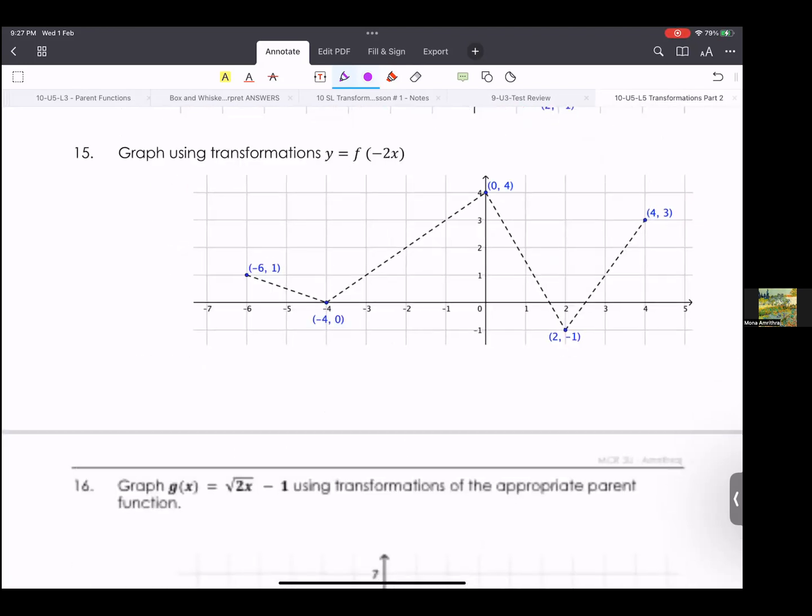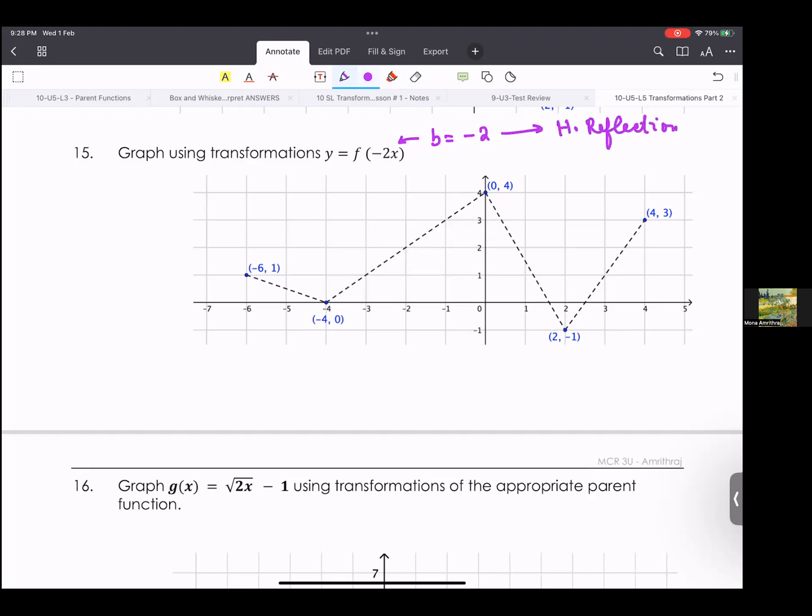What about this? In this case, your b value is -2. So if there is a negative, what do we know? We know that that means there's a horizontal reflection.